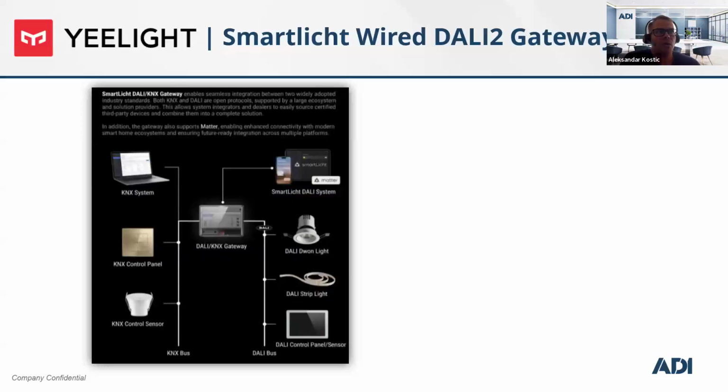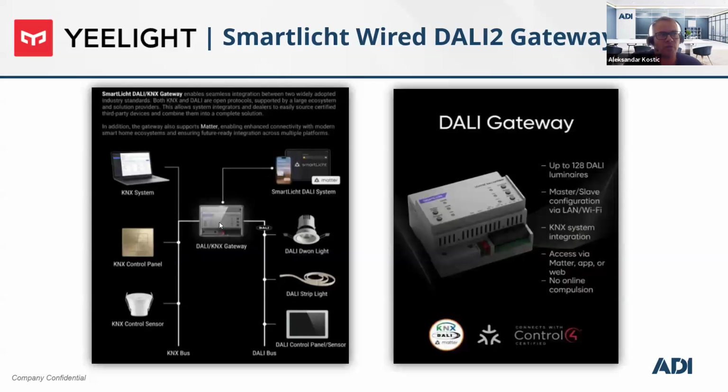So how does the Smart Licht gateway work when integrated within DALI and Control4? The DALI KNX gateway has two lines connected to the DALI bus. Each DALI bus can support up to 64 lighting loads, which means 64 times 2, as there are two lines, so you can control up to 128 DALI loads through a single DALI gateway.